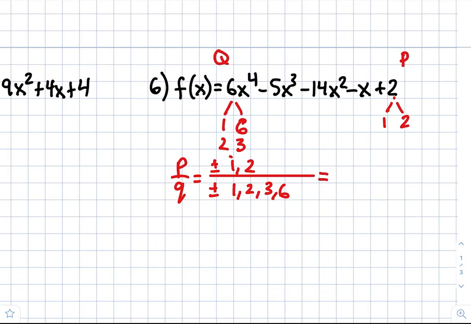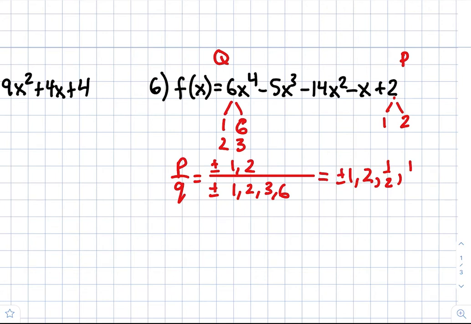So, 1 divided by 1 is plus or minus 1. 2 divided by 1 is 2. Now you gotta do it for each one, right? 1 divided by 2, you guys, is 1/2. 2 divided by 2, not gonna write that one, you guys, because 2 over 2 is 1. That's already in the list.